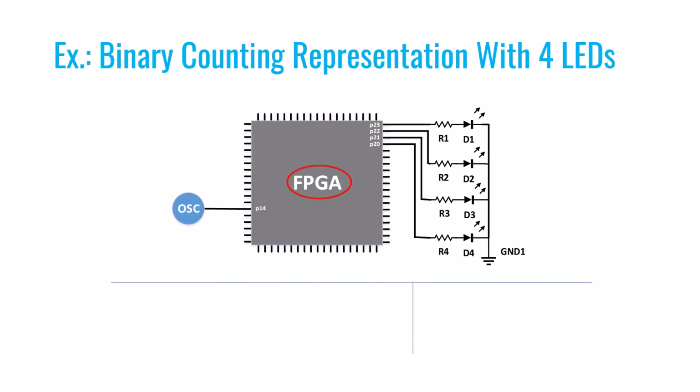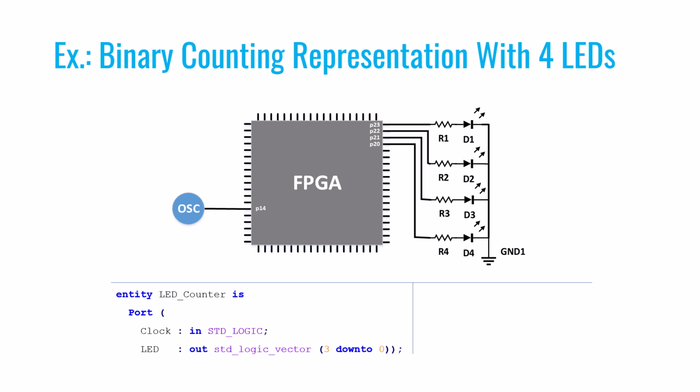Imagine you have an FPGA on your board along with an oscillator, and the FPGA is connected to 4 LEDs. We want to control the LEDs and turn them on and off in a specific pattern. You typically write some code for this, and the entity of that code would look something like the one shown here in the bottom left corner of the screen. In this entity, we've defined a clock port as an input of type STD logic and an LED port as an output of type STD logic vector that is 4 bits wide. As you can see in the diagram, each bit of this port should be connected to one of the LEDs to control them.